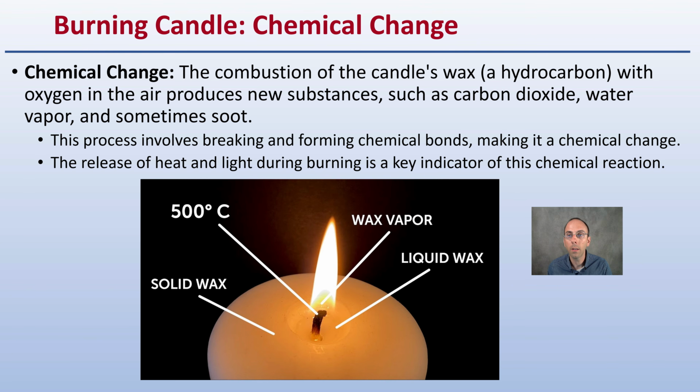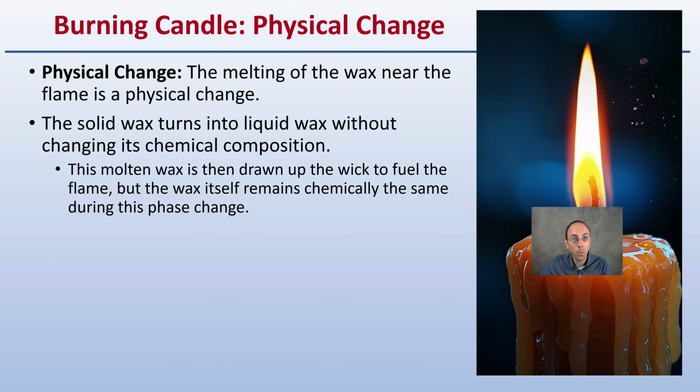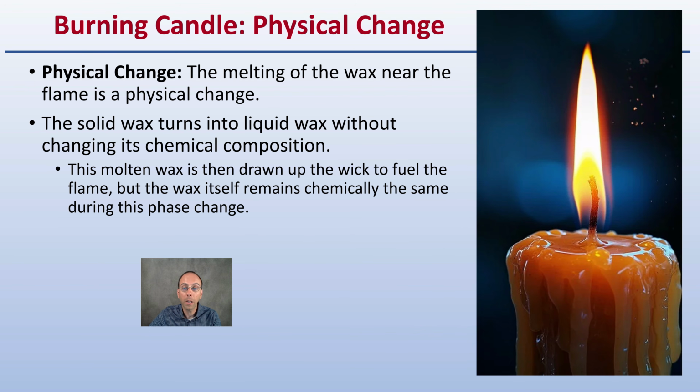Looking at the combustion of the wax, it's a hydrocarbon. With oxygen in the air, it's producing new substances such as carbon dioxide and water vapor, and even sometimes soot. You might see a little carbon coming off there. This process involves the breaking and forming of chemical bonds, making it a chemical change. The release of heat and light during the burning is a key indicator of a chemical change. You can see this being very warm here, taking solid wax, heating it up, making that liquid wax through the chemical combustion that occurs.